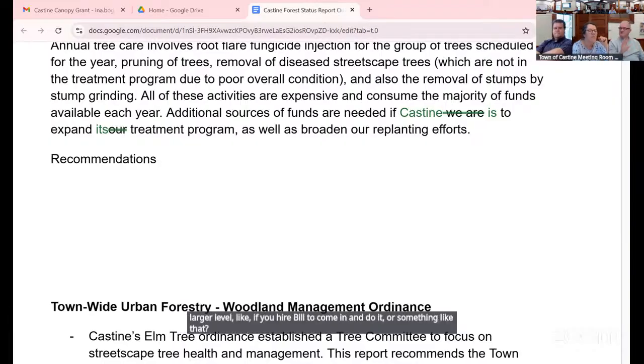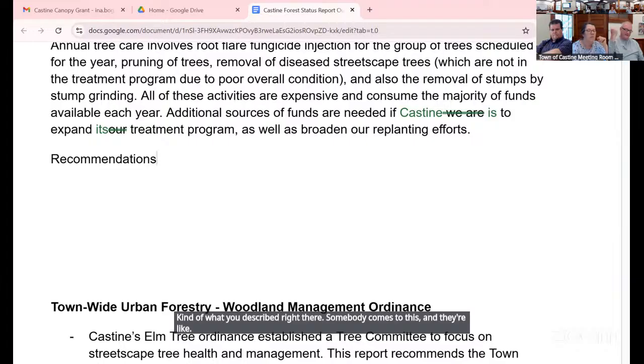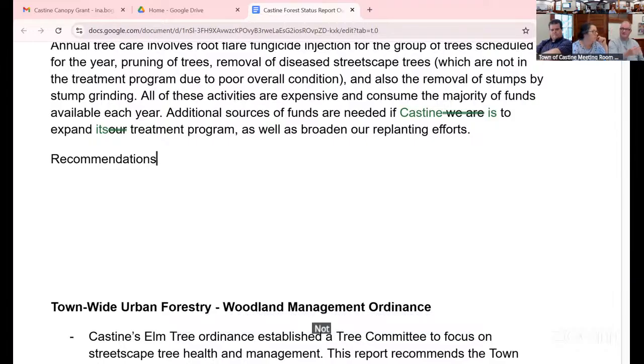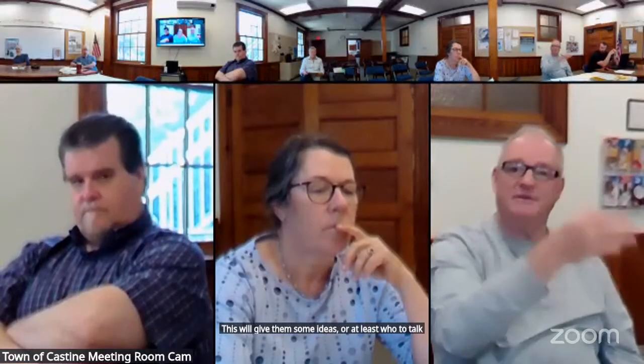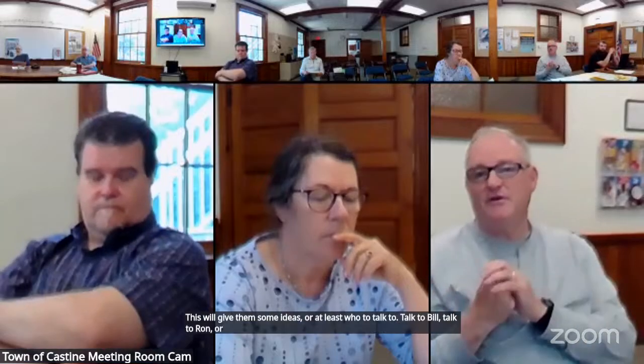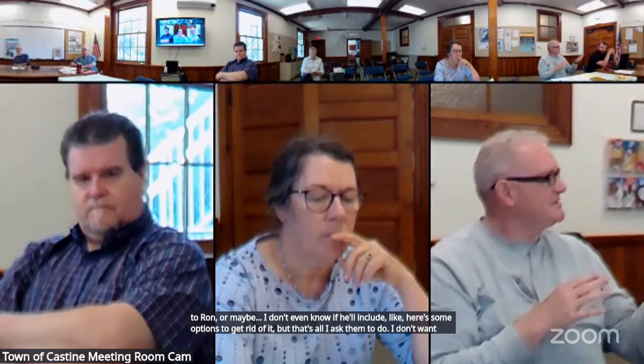That's all I asked him to do, because I didn't want any more, but my hope was what you described right there. Somebody comes to this and says, hey, I have that knotweed in my backyard, and we'll pretend it's just a small patch just getting started. This will give them some ideas, or at least who to talk to, Bill or Ron. I don't even know if he'll include options to get rid of it, but that's all I asked him to do. I don't want any more. I hope that's not stepping on your feet.